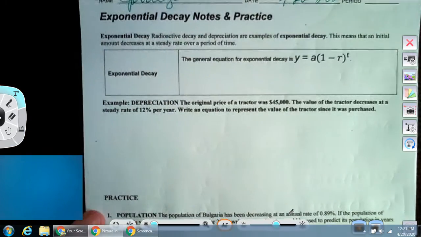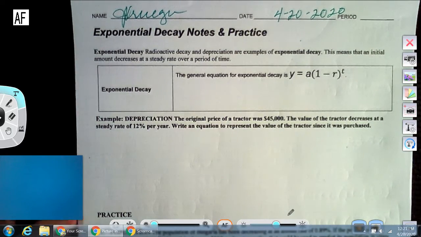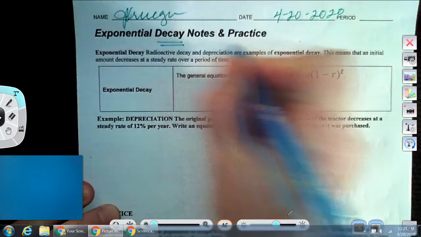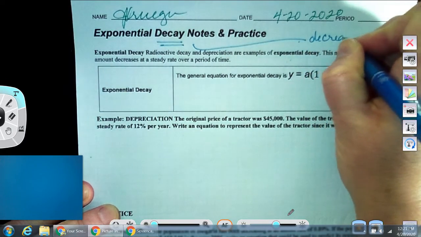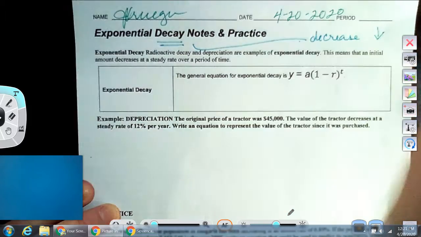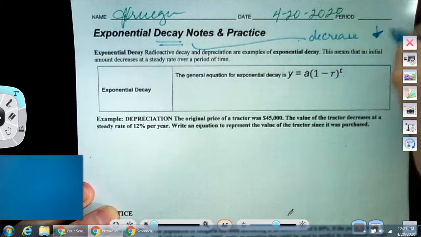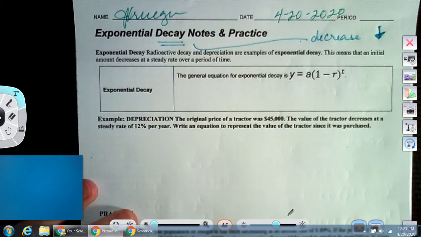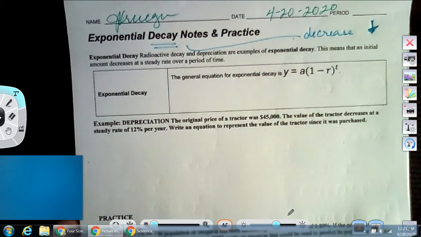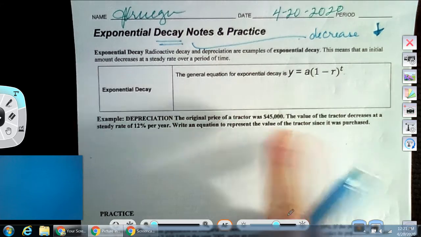Okay, exponential decay is very, very similar. But decay means there is a decrease. The numbers are getting smaller. They are going down. That is what exponential decay would look like. So this would be like when we were fighting the zombies, killing the zombies on the zombie videos. Those would be examples of exponential decay.